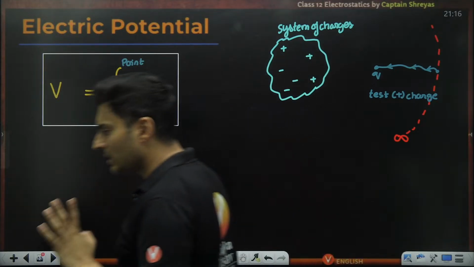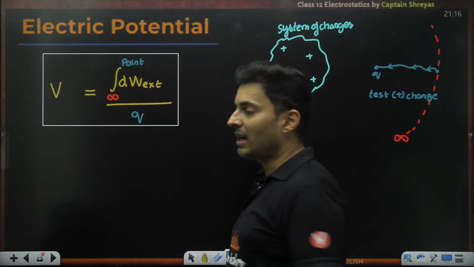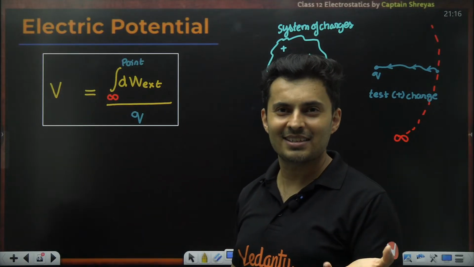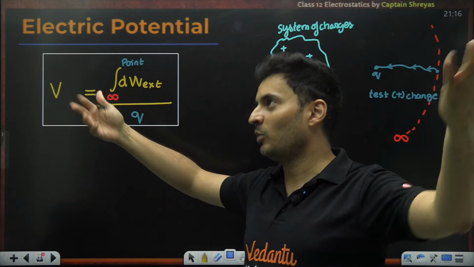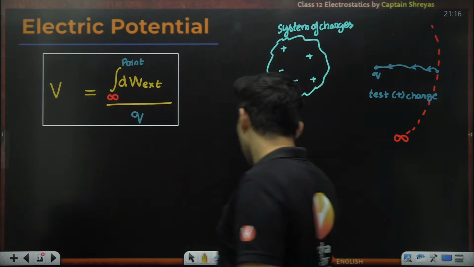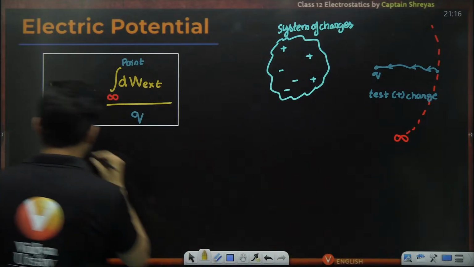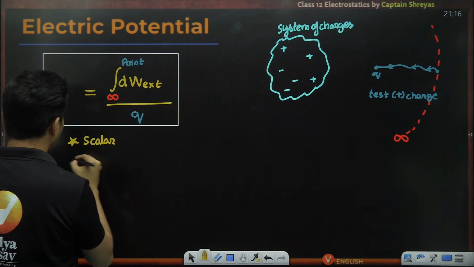Is that clear? Does the electric field never end? Yes, the electric field ends at infinity. It's like saying it never ends. It's a mathematical way. I say that it ends at infinity, but what is infinity? A never-ending thing. So again, this is a scalar quantity.